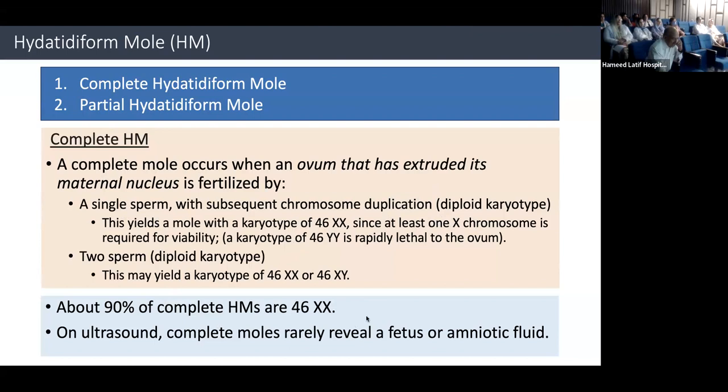And last time I told that it cannot be 46YY, because for survival of the ovum to multiply and grow, an X chromosome is required. If it is 46YY, that is, there is no chromosome from the maternal side, and it is fertilized by a Y chromosome, then it would not survive. If both the fertilizing sperms are Y sperms. On ultrasound, complete mole rarely reveals a fetus or amniotic fluid.